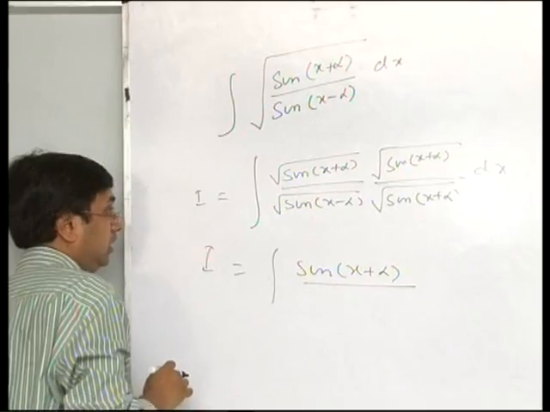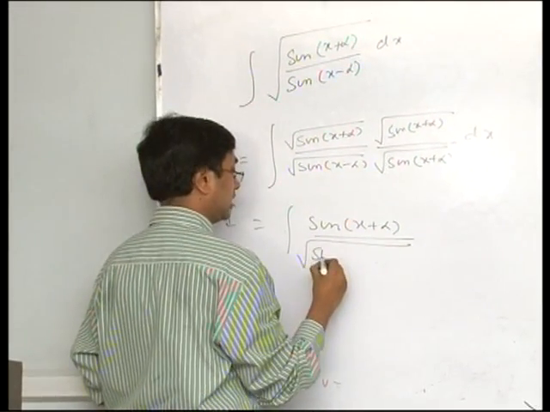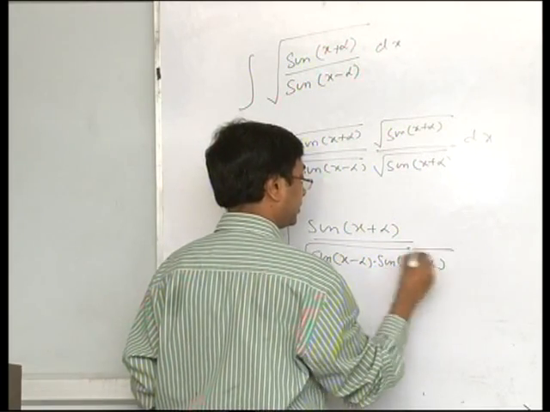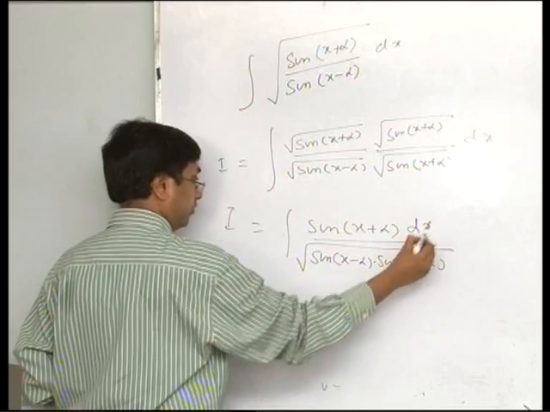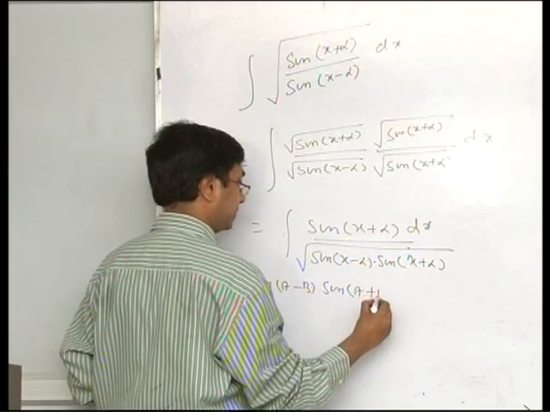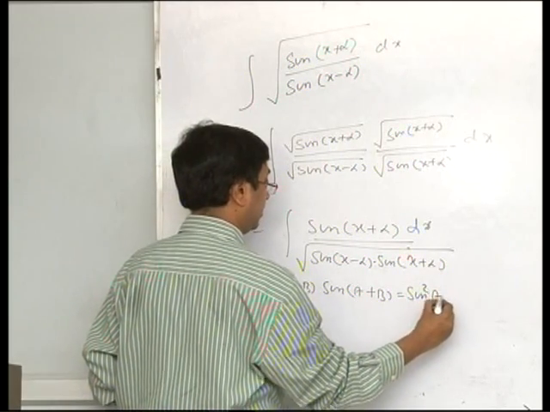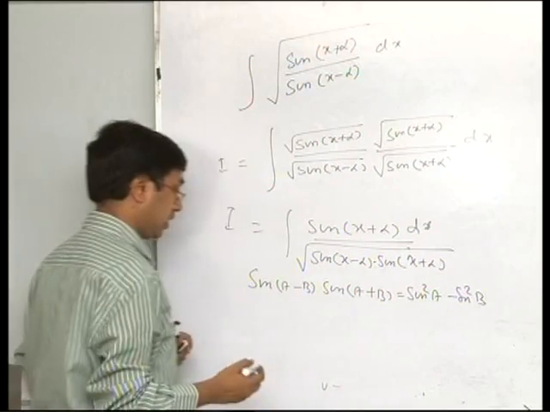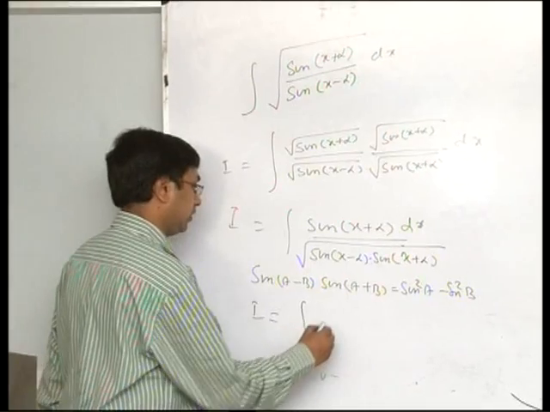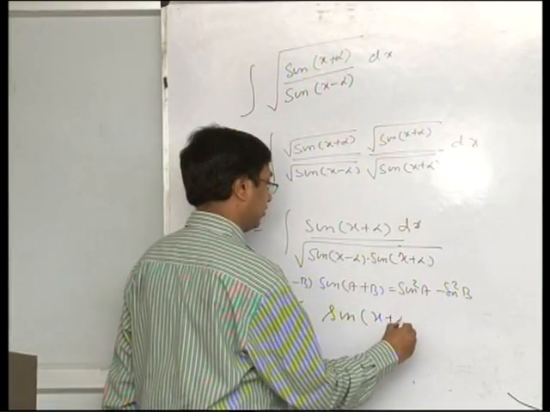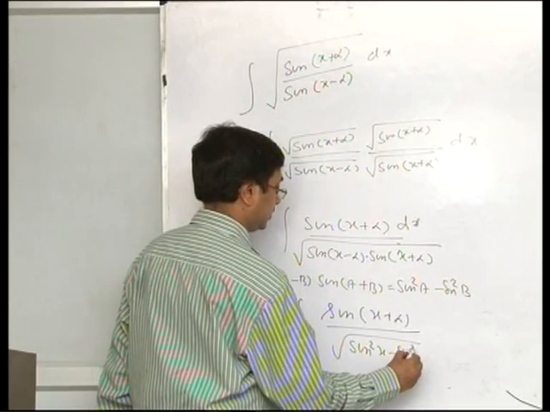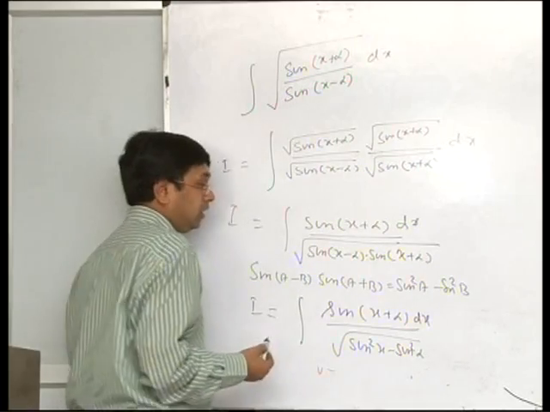And what would you have here? Here I would have, under the root, sin(x minus alpha) into sin(x plus alpha). Now there is a very common formula: sin(a minus b) into sin(a plus b) is what? Sin square a minus sin square b. So if I apply this formula, I would get sin(x plus alpha) upon under root of sin square x minus sin square alpha. So till here it's okay.